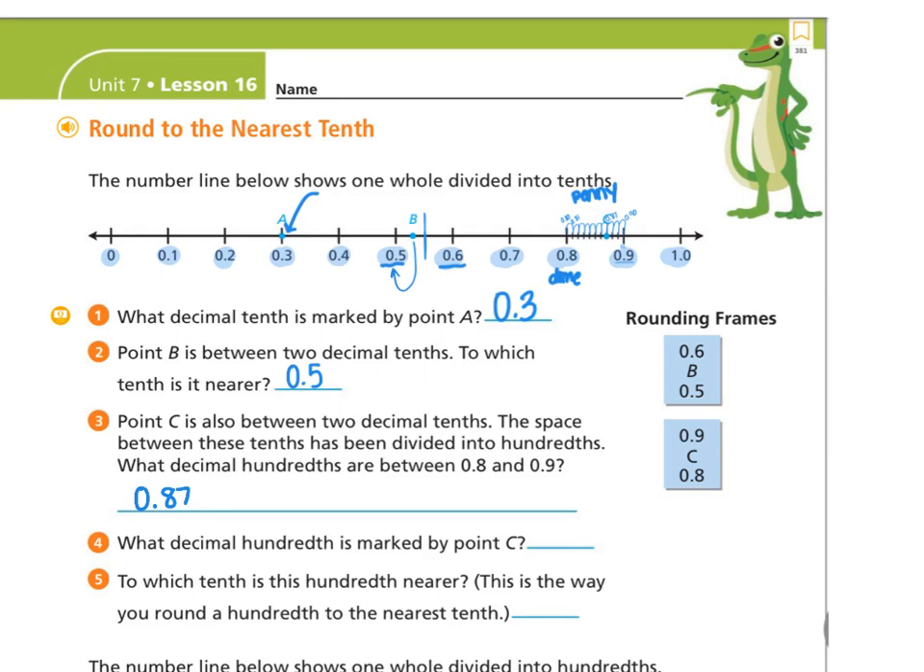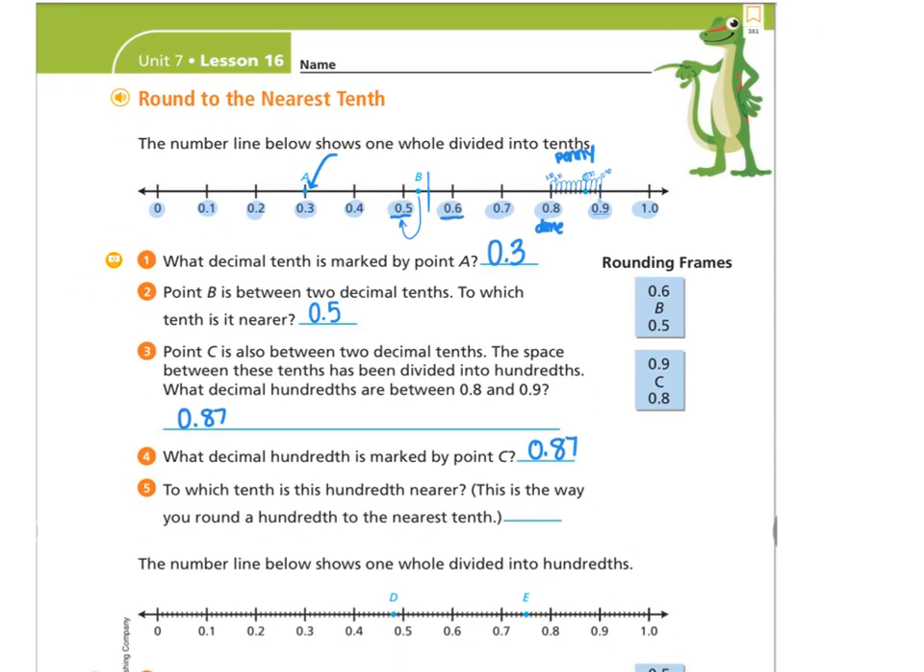What decimal hundredths is marked by point C? 0 and 87 hundredths. Number 5 says, to which tenth is the hundredth nearer? I can look at that and say, oh, it looks like it's nearer to the 9. Or I can use my rounding rhyme to help me. So I've got 0 and 87 hundredths.